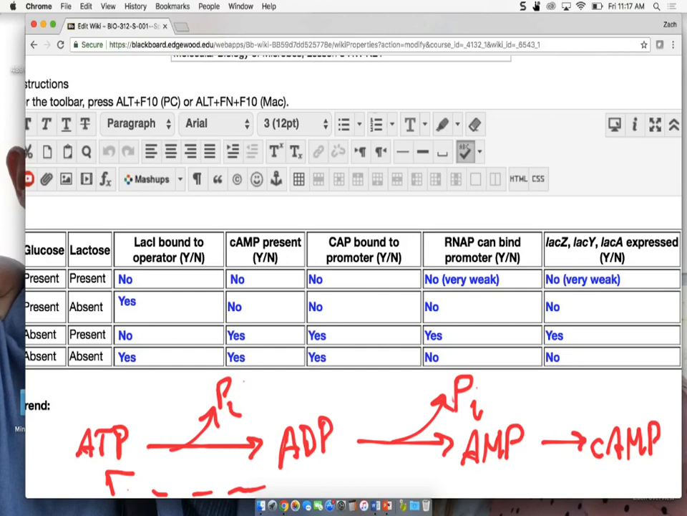Okay, so cyclic AMP is only there if glucose is gone. And that fits with what we've just kind of modeled here. Glucose is gone, the cell's going to burn up all the energy it has. Cyclic AMP gets produced at that point when glucose is absent. Absolutely. Perfect. What other trends are there?